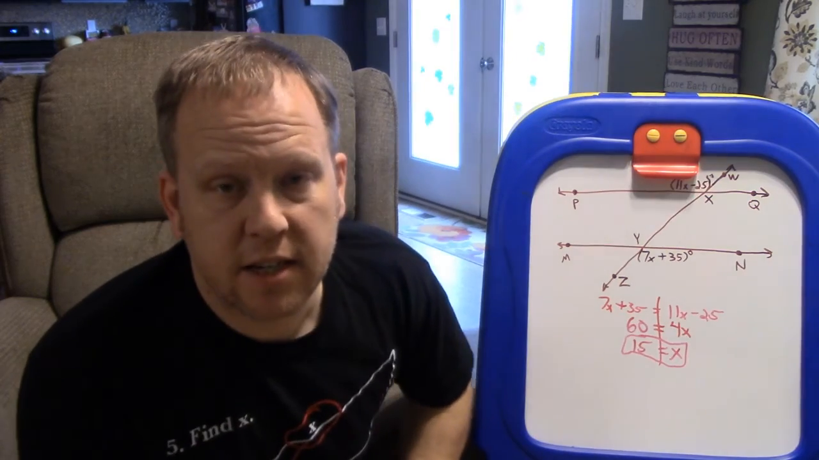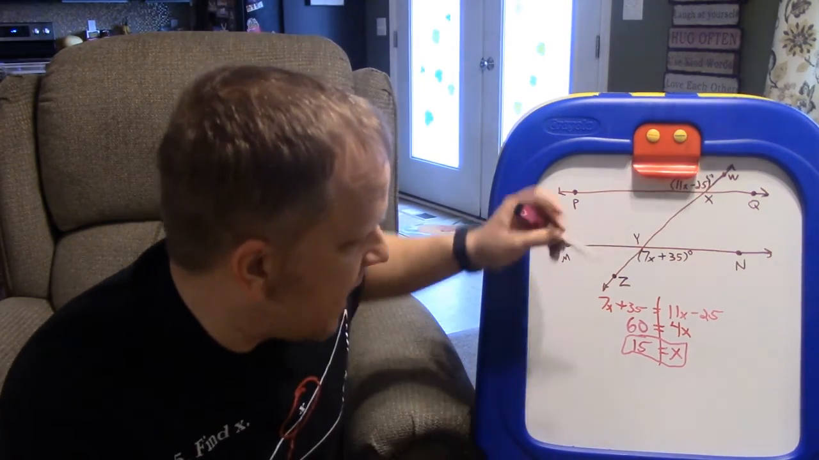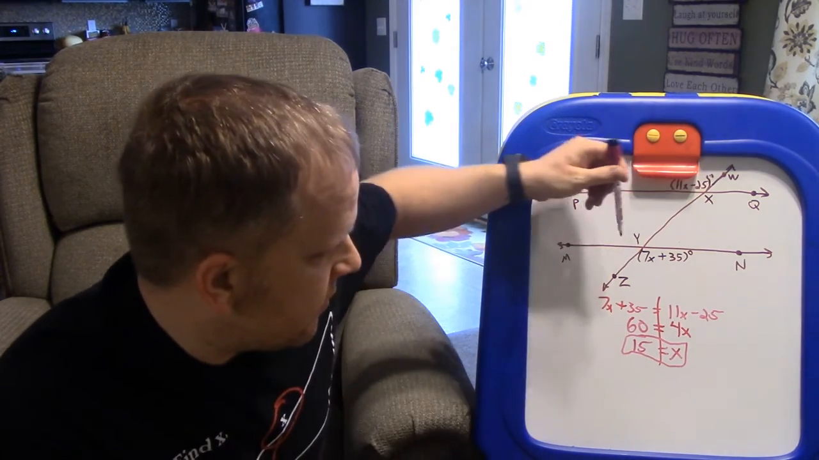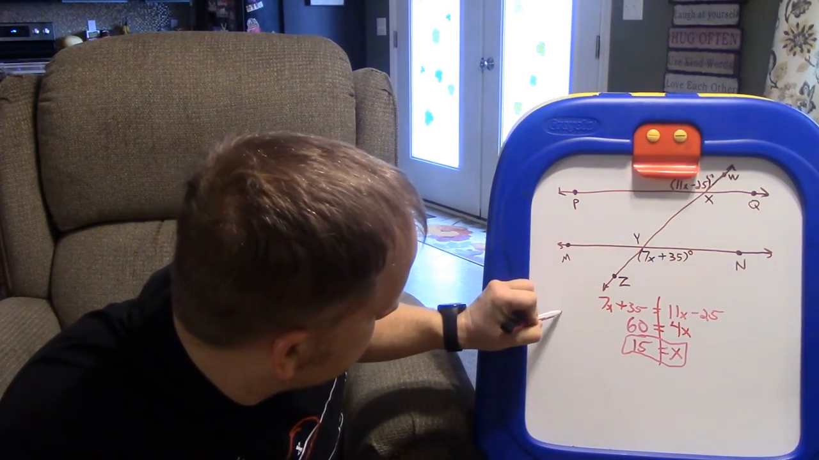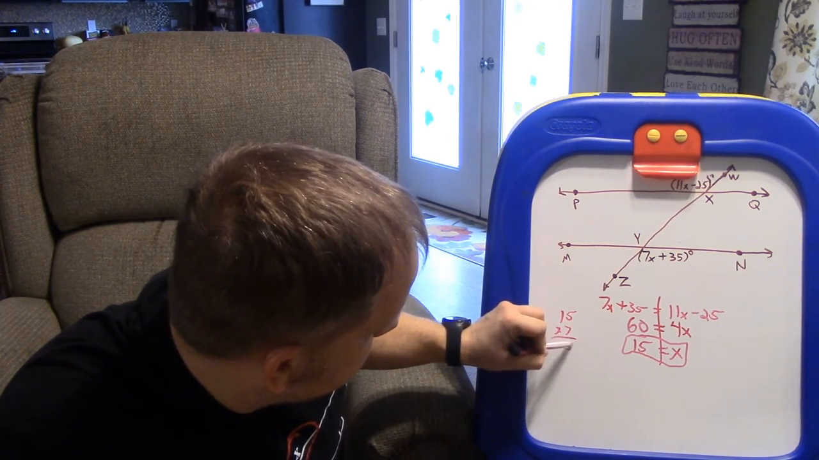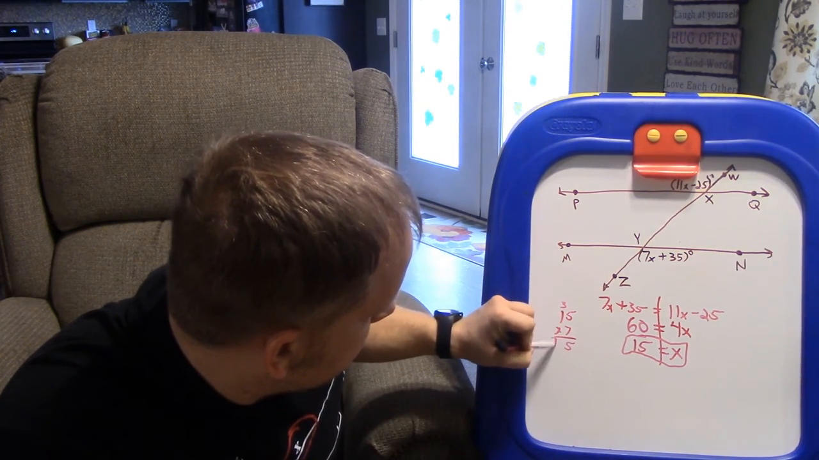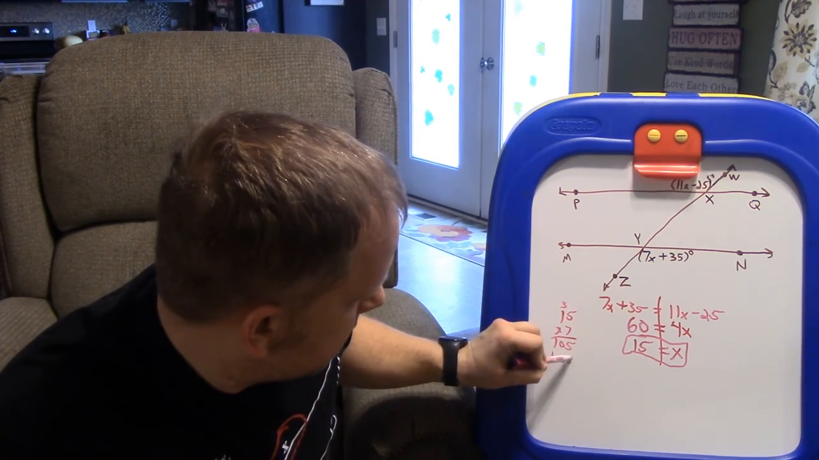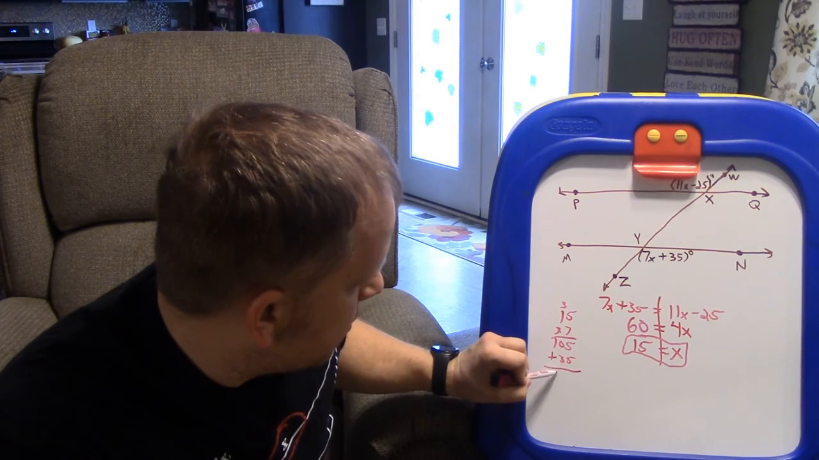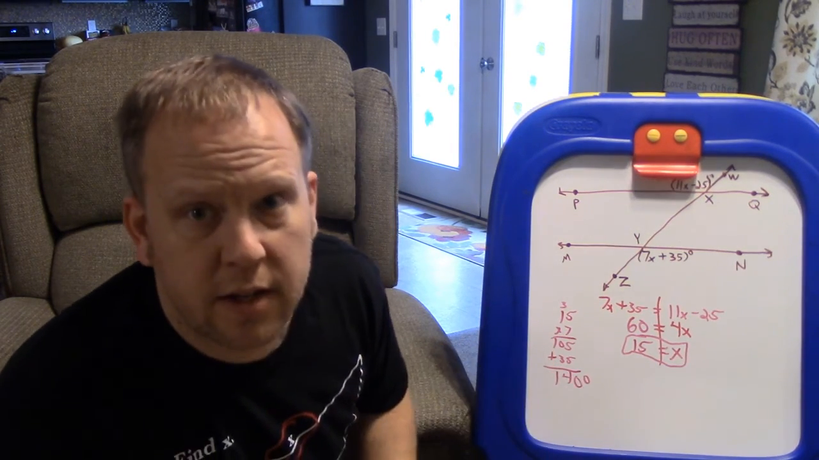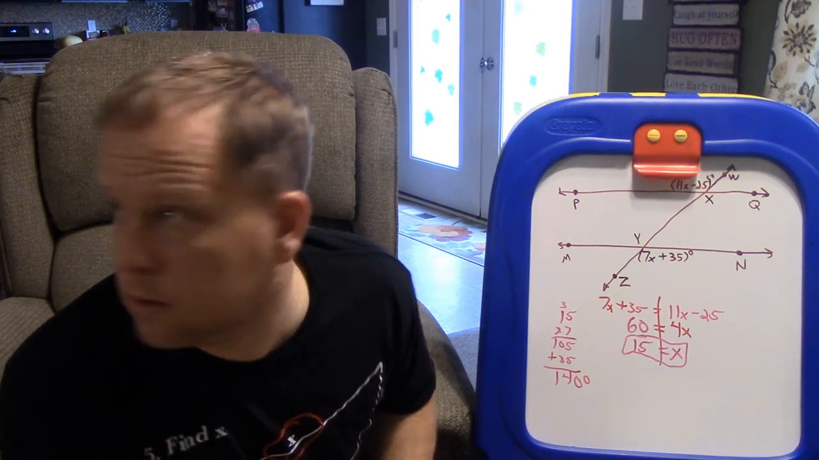Now, they didn't say solve just for the variable. They said, what is angle ZYN? So we have to plug it back in. 7 times 15, 105 plus 35, and the angle comes out to, so our final answer is 140 degrees.